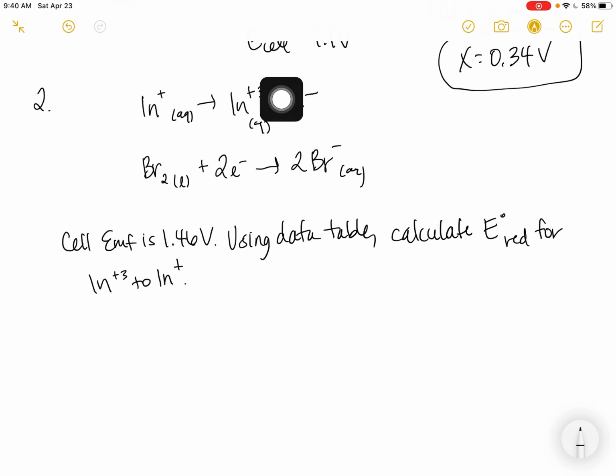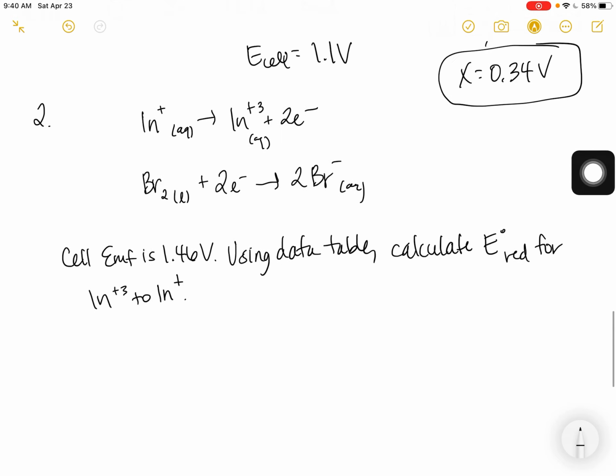Okay, second practice problem says the voltaic cell is based on the half reactions of this and of this. The cell EMF is 1.46 volts. Using a data table, calculate the reduction potential for when I+3 turns into I+. Okay, so I'm looking for E of the reduction for this, right? But we should quickly say, wait a minute, this is the reduction reaction. This is the oxidation reaction.